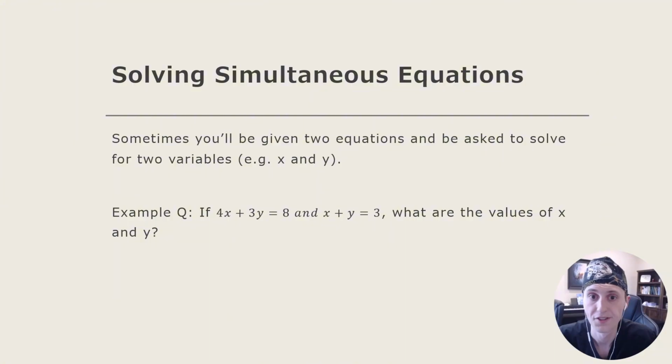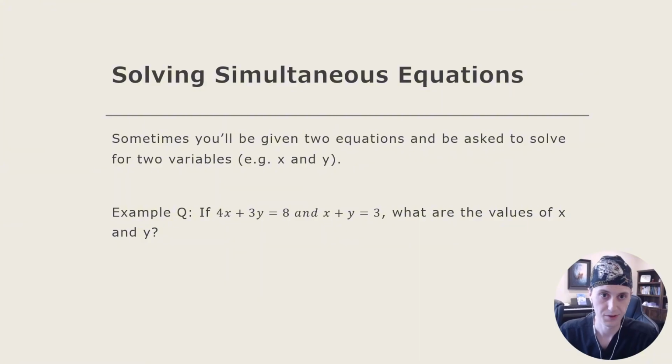So to solve equations like this, you just need to combine the equations in such a way that one of the variables will cancel out. Meaning that I take the entire equation, 4x plus 3y equals 8, and add the entire equation, x plus y equals 3. And I'll show you what that means in a second here. But the goal is to eliminate one of the letters.